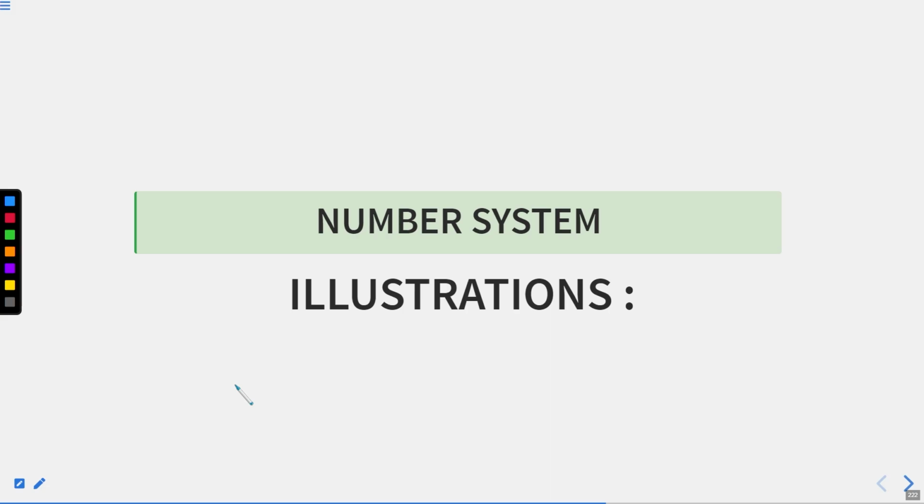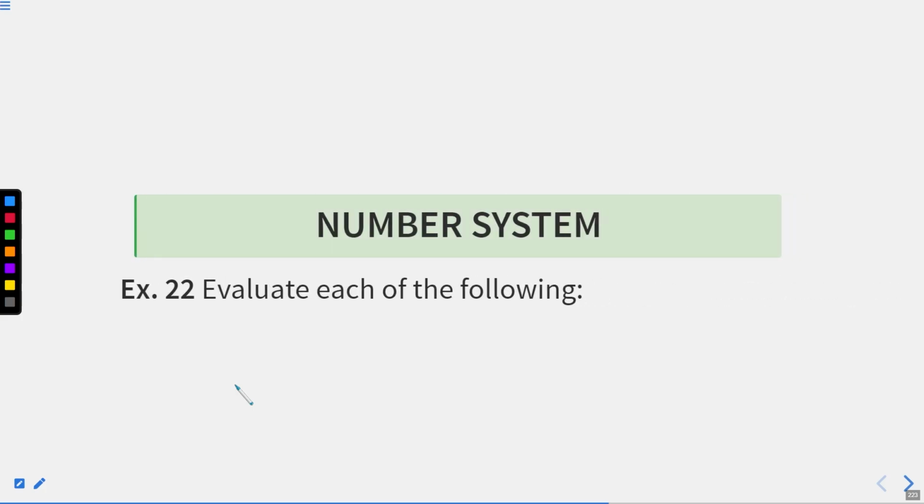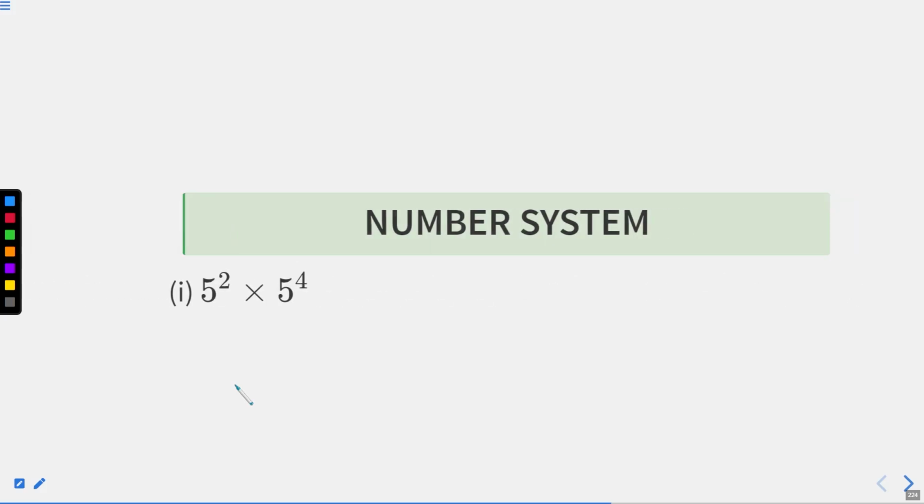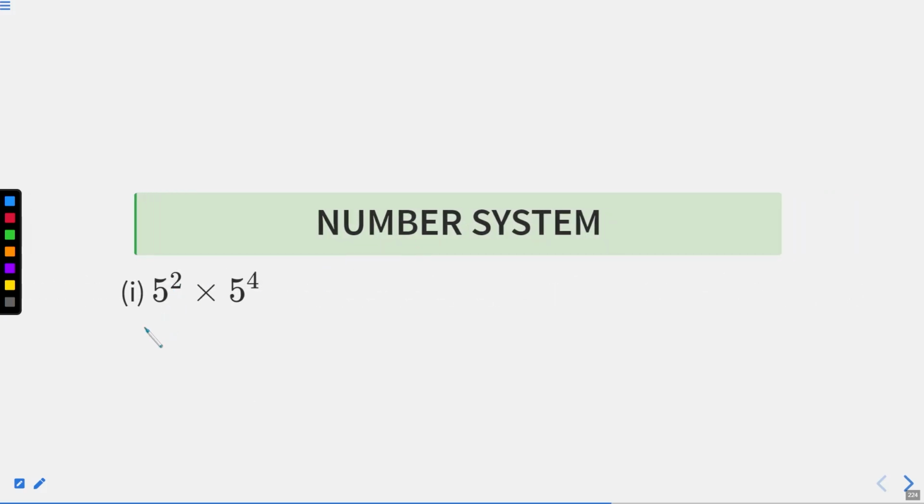Now we'll do some more examples or exercises to understand the topic better. So let's evaluate what we are given. It is quite easy.